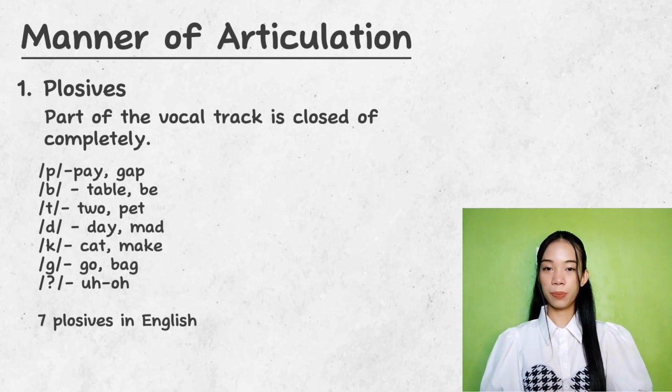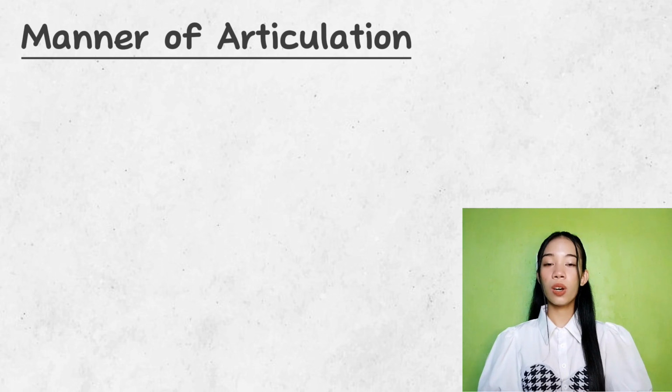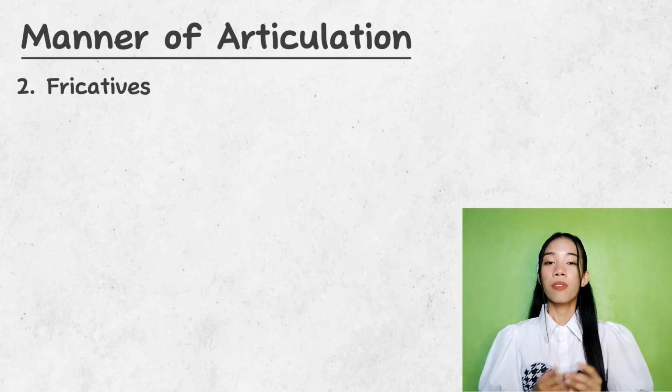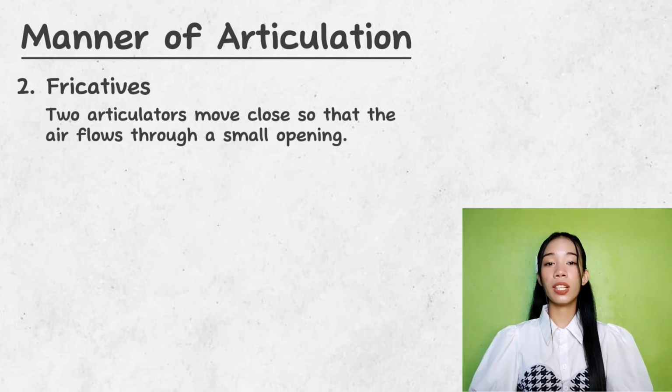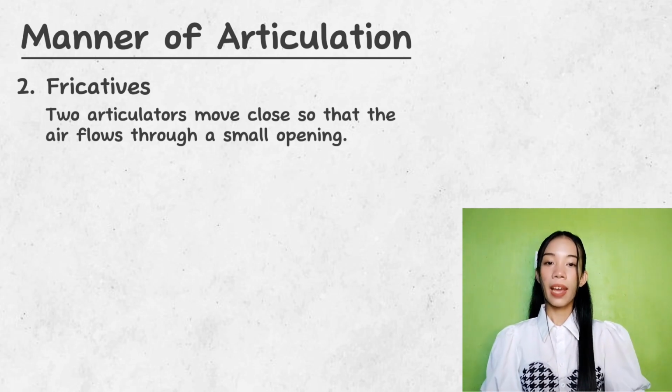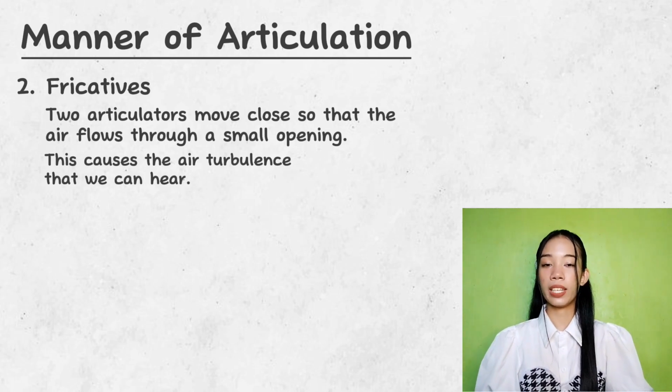So let's move on. The next group, also a very big group, are fricatives. Fricatives are formed very differently to plosives. Here, two articulators move close so that the air flows through a small opening. So, there isn't complete closure. It's just that there is a very narrow space, a very small opening. And now what happens is that this causes the air turbulence that we can hear.